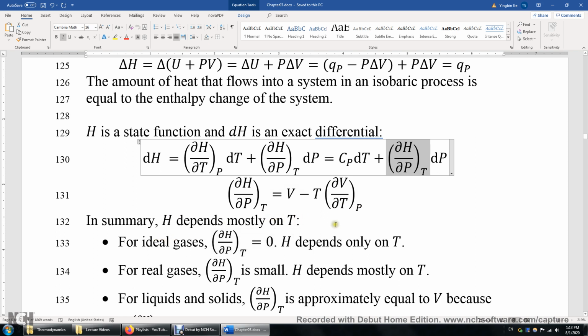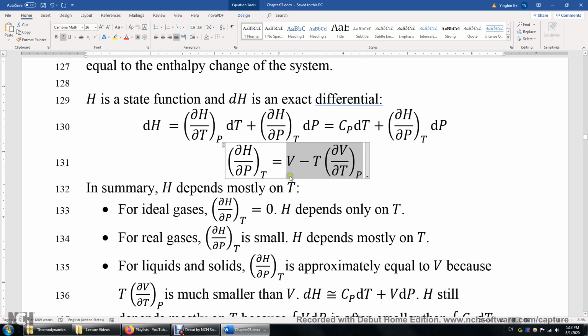For ideal gases, we can prove this part is simply 0, because (∂V/∂T) is nR over P for an ideal gas. T times nR over P is just the volume. Volume minus volume is 0. So this part is 0. For real gases, this part can be proven to be small. So enthalpy does depend mostly on temperature.